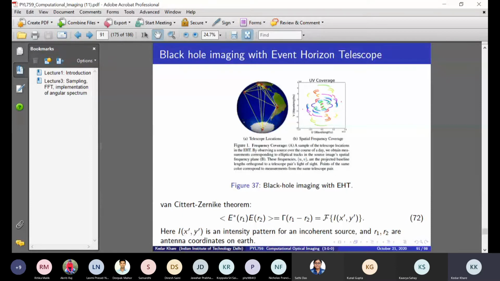But now our R1, R2 is restricted because it is restricted by where the antennas are located. Meaning I could wish that I want 10 more antennas, but it's a costly proposition. So right now, the Event Horizon Telescope has 6 antennas and they look at this. Okay. But now let us look at, what is the advantage here?